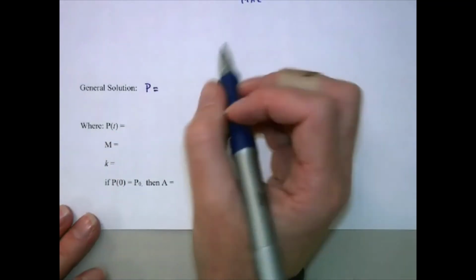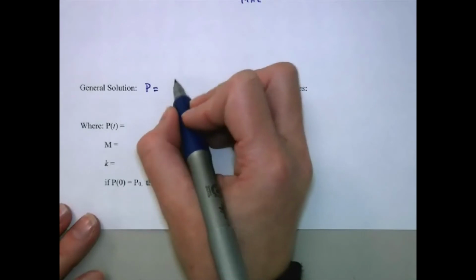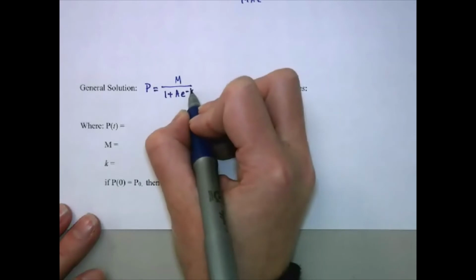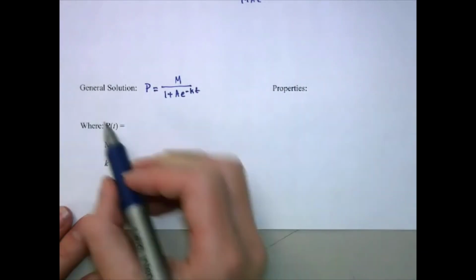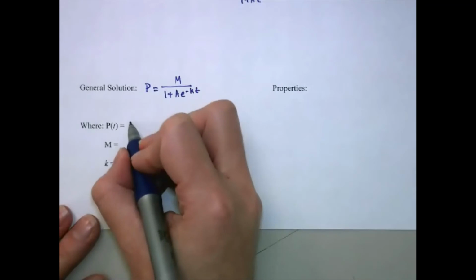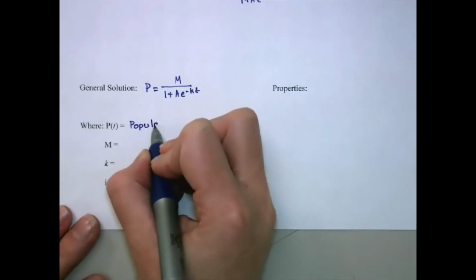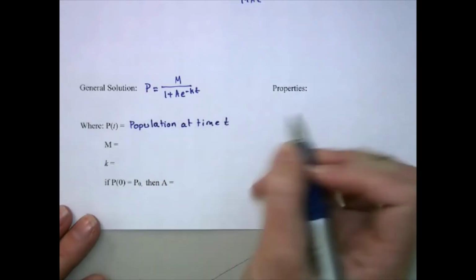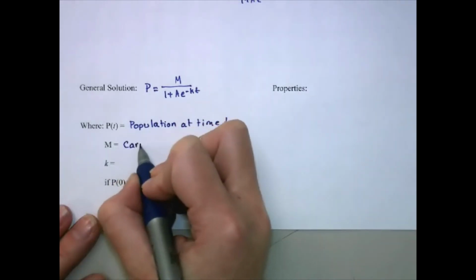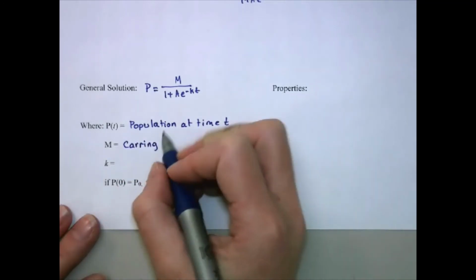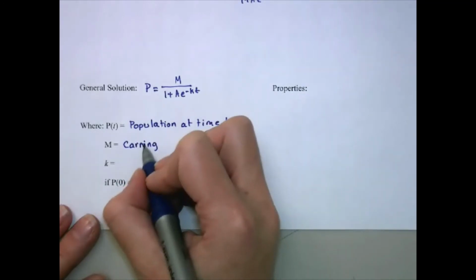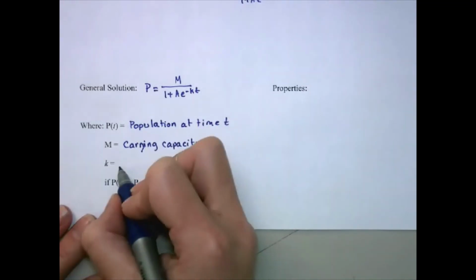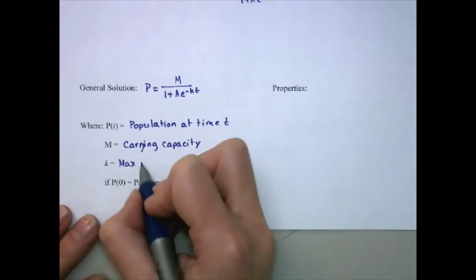So our general solution to the above differential equation is P equals M over 1 plus A e to the negative kt. P of t, so P is going to be the population at any time t. M is our carrying capacity, just like it was in the differential equation. Okay, K is again our max population growth.